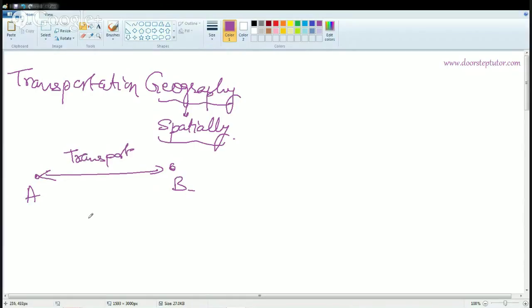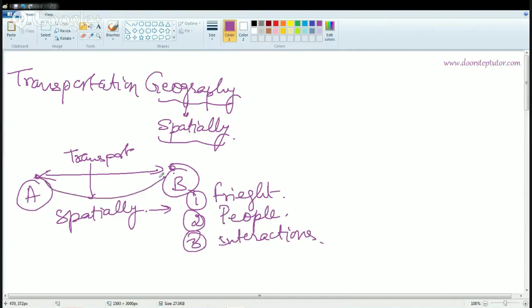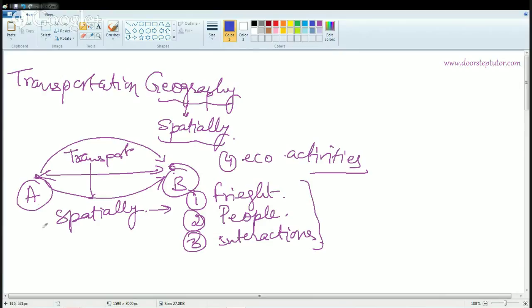Under this, what we can spatially understand is there are a few important concepts. First is the freight, or the amount of weight that is moving from point A to location B. The second is the number of people, and third is the number of interactions. Interactions can be between A and B, that is a linear interaction. Then there is this path, this path. So there can be various forms of interactions by which A and B are connected. Then the common activities or economic activities between the regions are the reasons for connectivity between city A and city B.